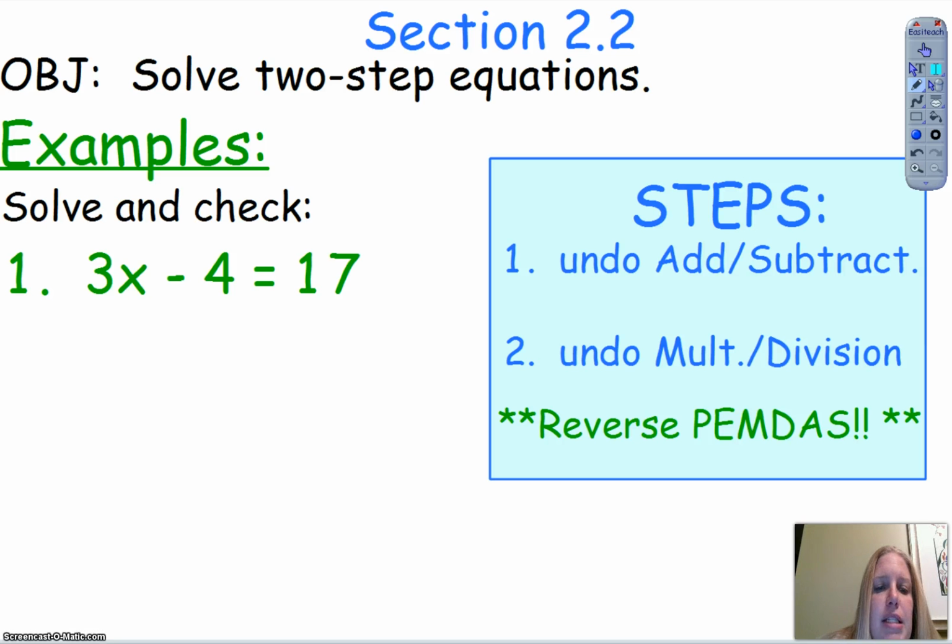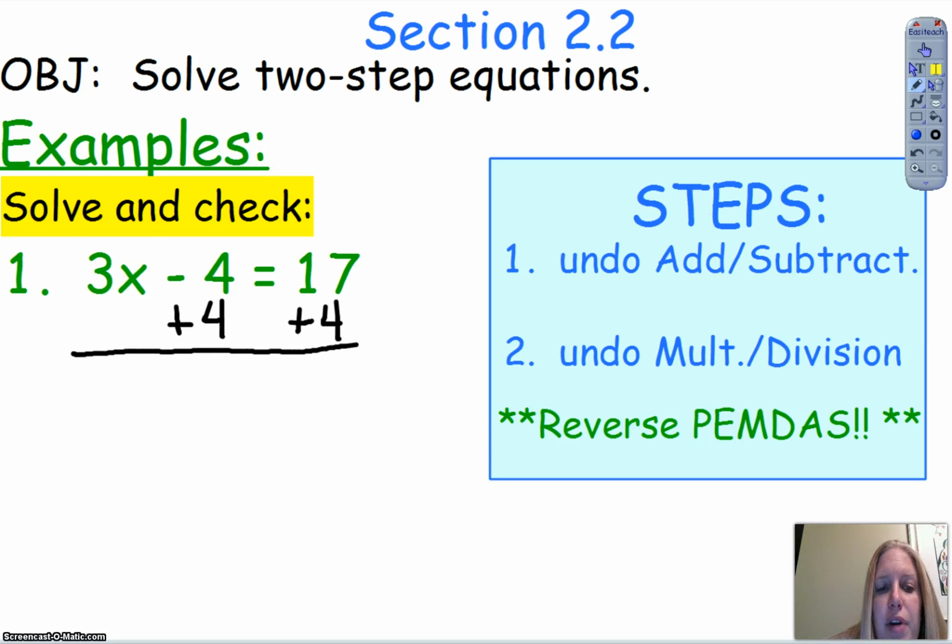So we're going to solve and check. If you notice, those are the directions. Yes, you need to check, and I will show you what you need to write down for a check. Okay, for the first one, we're going to undo the subtraction of minus 4. We're going to add 4 to both sides. And we do it right underneath, and we show that these two cancel out.